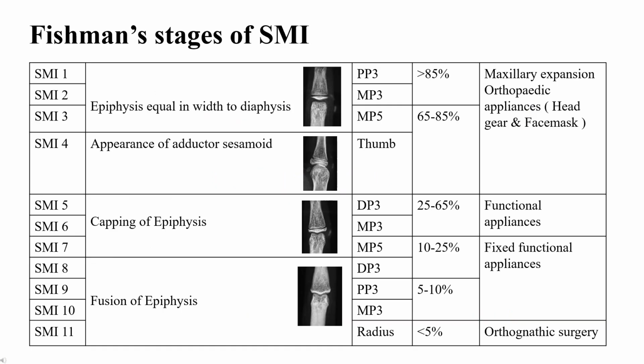The Fishman system of interpretation divides the maturation of the hand-wrist into 11 stages based on the radiographic findings, and correlates it with the percentage of skeletal maturation remaining. The width of the epiphysis equal to that of the diaphysis in the proximal phalanx of the third finger is stage 1, middle phalanx of the third finger is stage 2, middle phalanx of the fifth finger is stage 3. The appearance of the adductor sesamoid corresponds to stage 4. The capping epiphysis in the distal phalanx of the third finger is stage 5, the middle phalanx of the third finger is stage 6, and the middle phalanx of the fifth finger is stage 7.